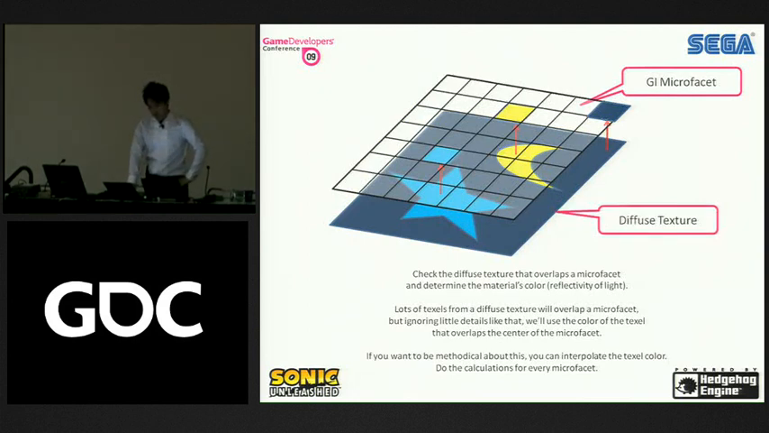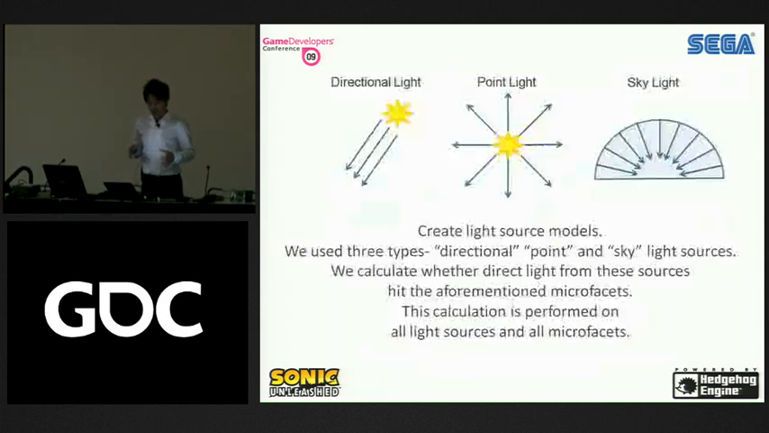Then, check the diffuse texture that overlaps the microfacet and determine the material's color. This is the reflectivity of light. The GI texture is usually coarse, and then you just need to check the overlapped place so that you can determine the color. Lots of texels from a diffuse texture will overlap a microfacet.